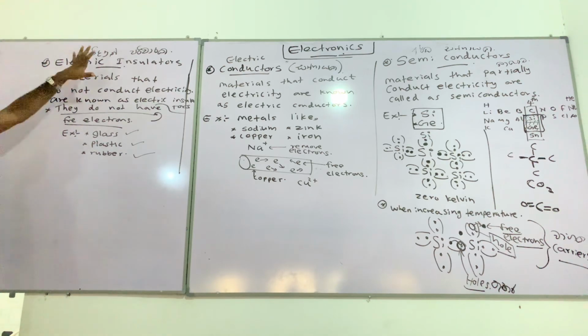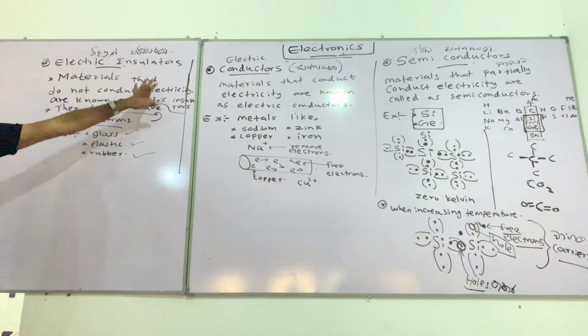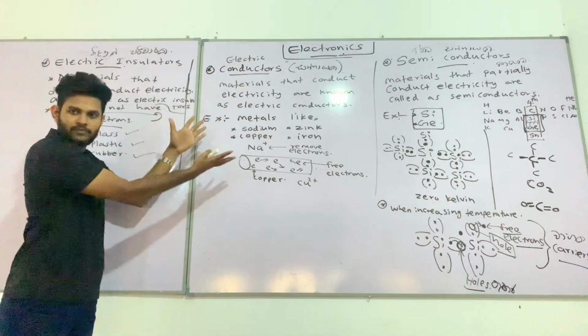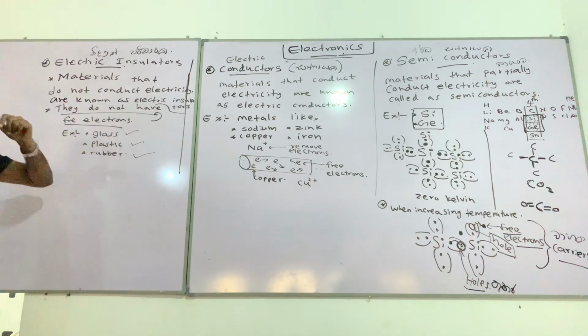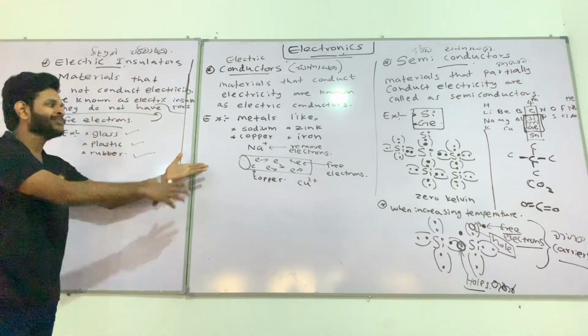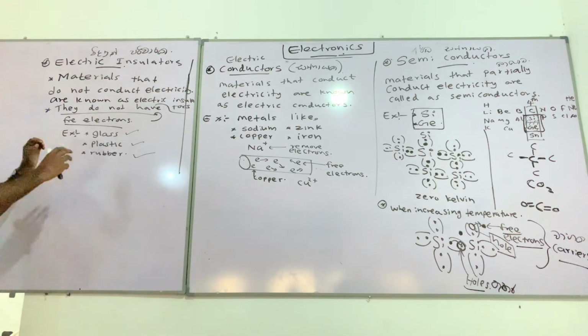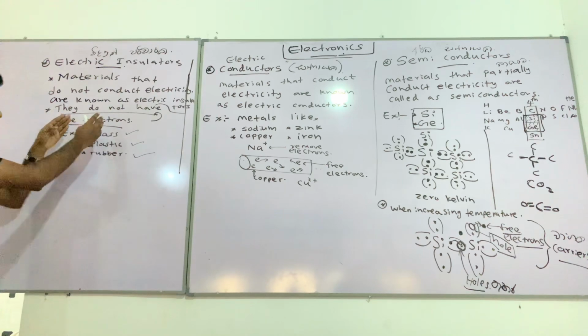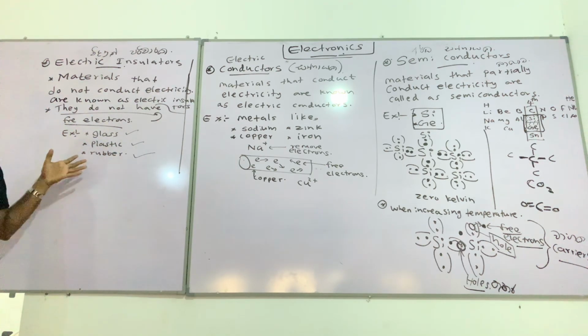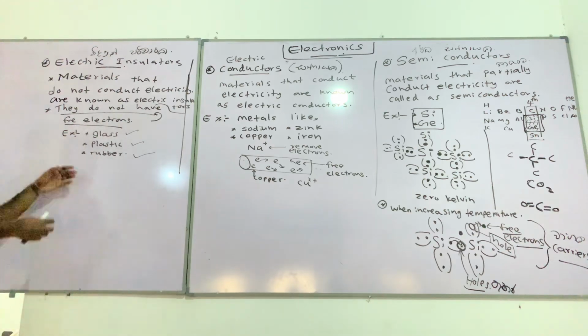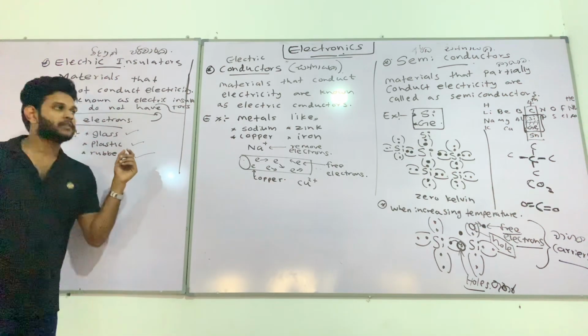The definition for electric insulators is materials that do not conduct electricity. That means they cannot do this part. Materials that do not conduct electricity are known as electric insulators. They do not have free electrons because they do not become positive ions. What are the examples here? Glass, plastic, rubber. They are not metals. They do not have free electrons, so they cannot conduct electricity.